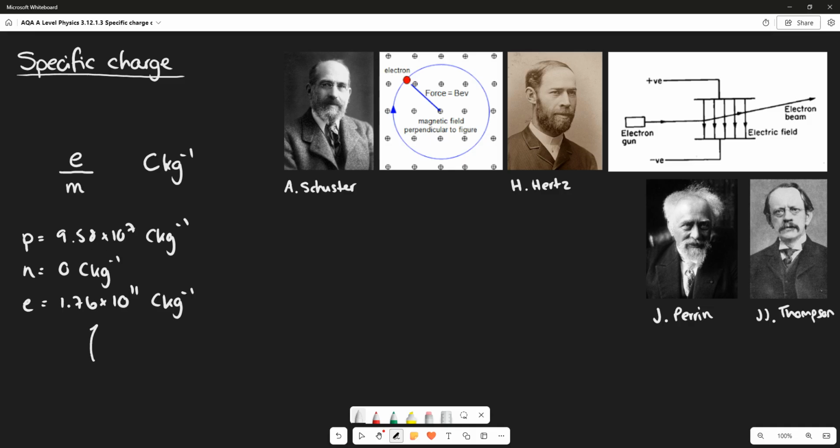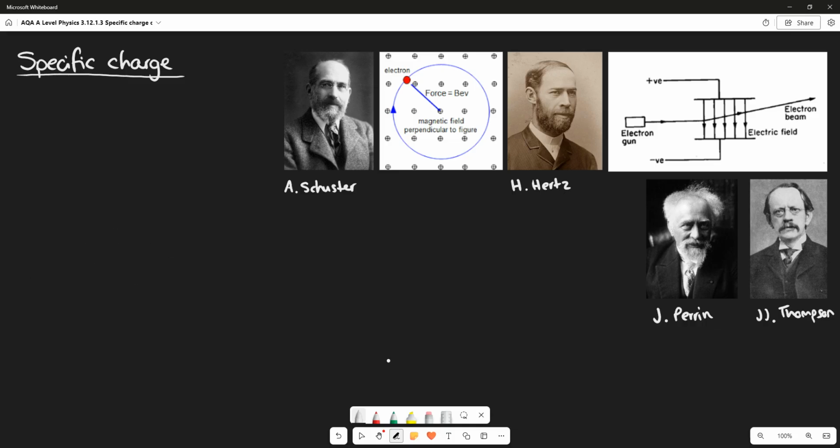The calculation of this specific charge for an electron took lots of scientists many years to achieve. In the late 1880s and early 1890s, both Arthur Schuster, a British physicist, and Heinrich Hertz, a German physicist, were working on this problem, but they were using different techniques. Arthur Schuster was using the technique of a magnetic field.